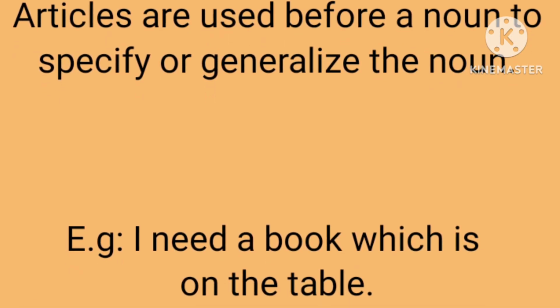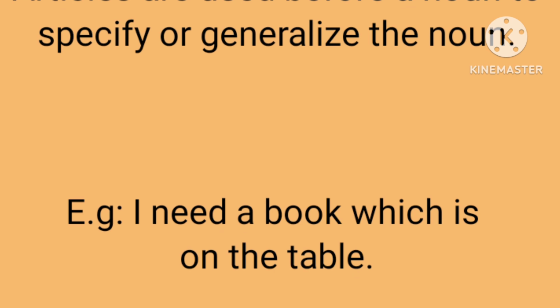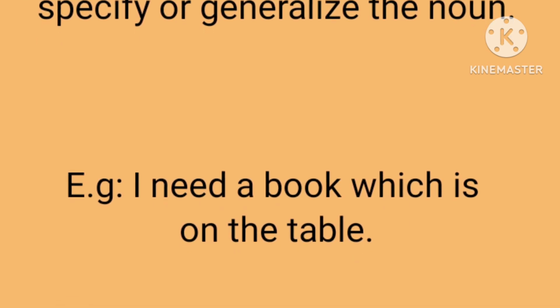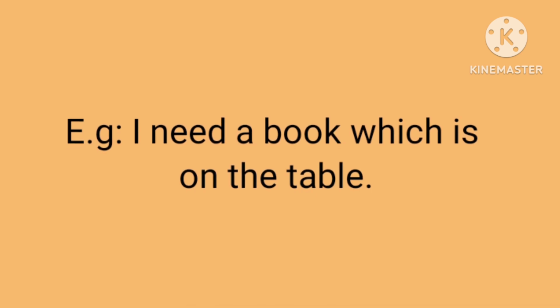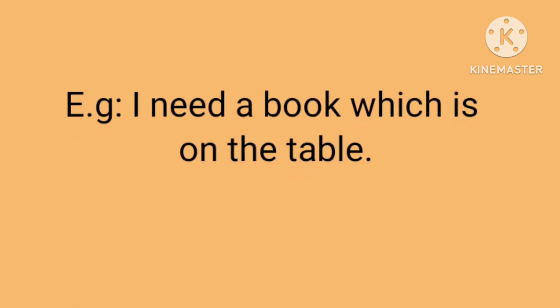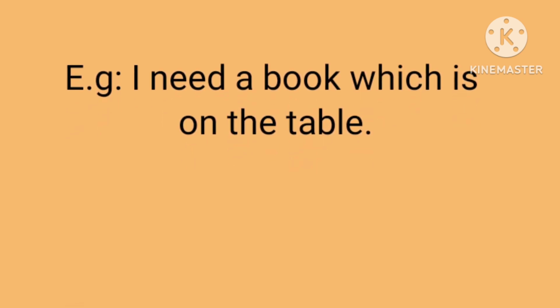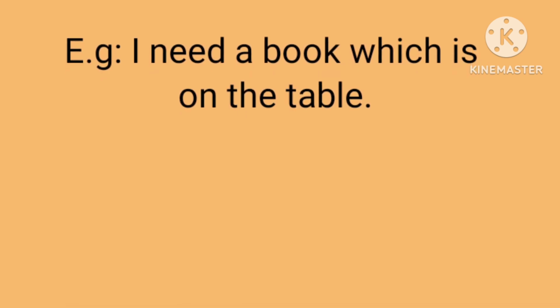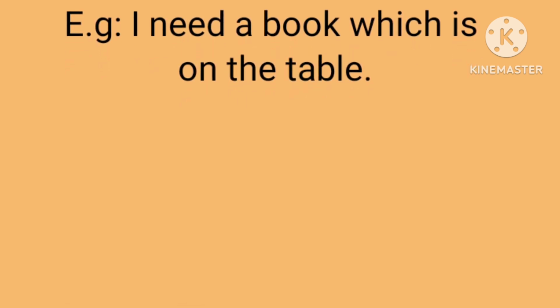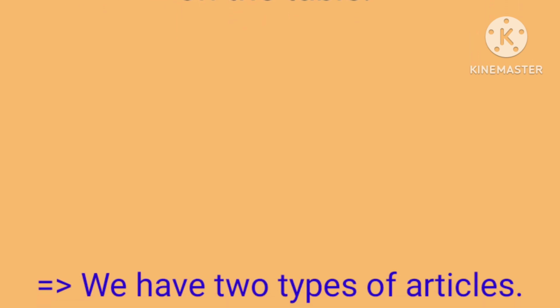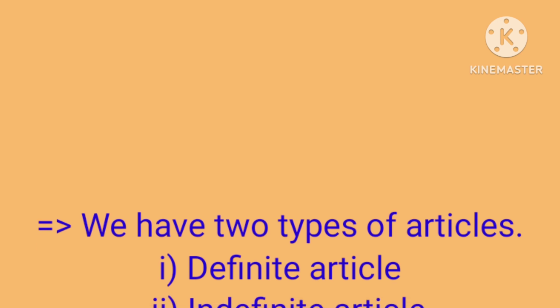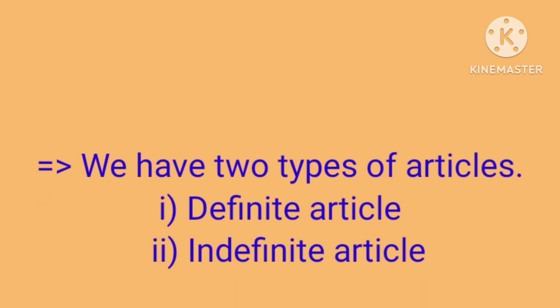For example, I need a book which is on the table. In "I need a book", "a" is an article. Book is what? Book is a noun. We use it before a noun to specify the noun, and it is called an article. I need a book which is on the table. It means that the article specifies the noun. Article specifies what? The article specifies the noun, book.